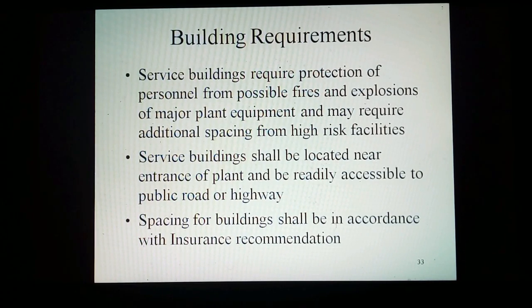Building requirements. Service buildings include offices, control rooms, laboratories, houses, shops, warehouses, garages, cafeterias, and hospitals. These structures and areas require protection of personnel from possible fires and explosions of major plant equipment and may require additional spacing from high-risk facilities. The service buildings shall be located near the entrance of the plant and be readily accessible to a public road or highway. Spacing at refineries, petrochemicals, chemicals, and gas plants or buildings shall be in accordance with insurance recommendation.